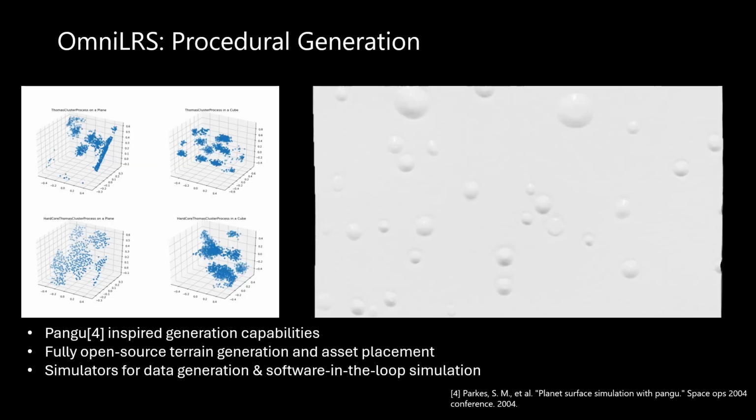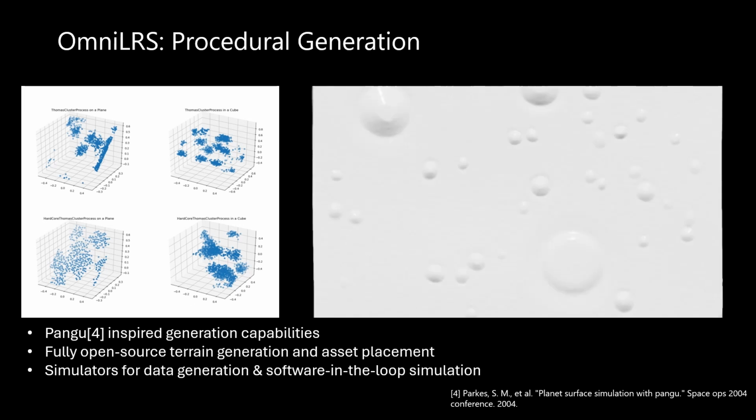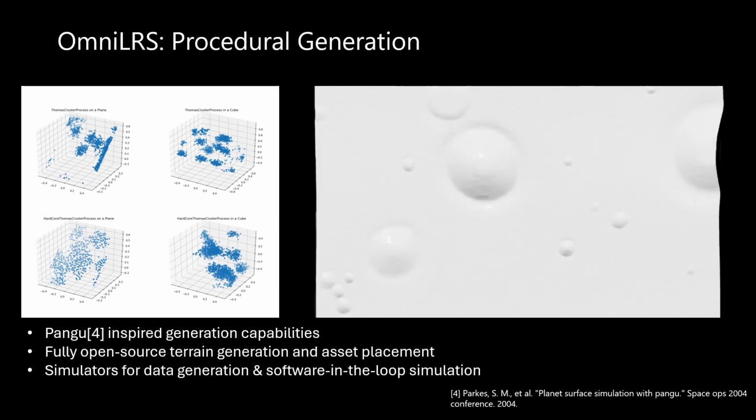Similarly, all the code required to generate procedural environments is fully available. On the left, for instance, you can see Thomas cluster point processes that are being used to spawn rocks on the terrain. On the right, you can see the generation of random terrains using our procedural algorithms, and these are inspired from the ones available in Pangu.